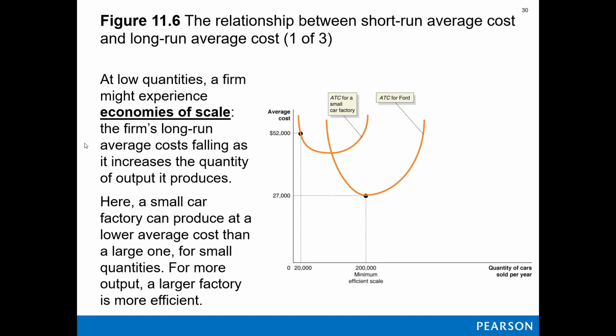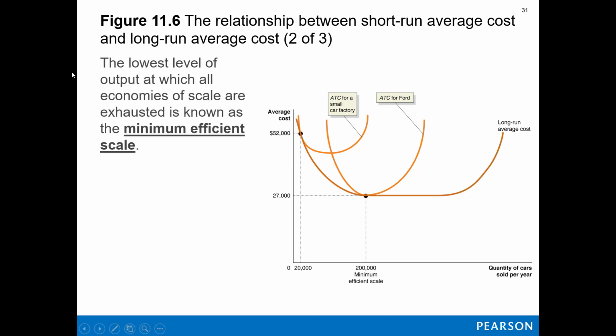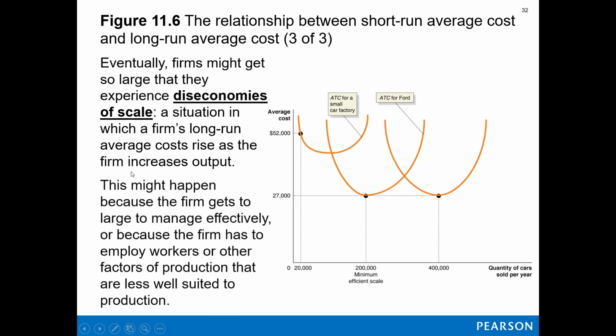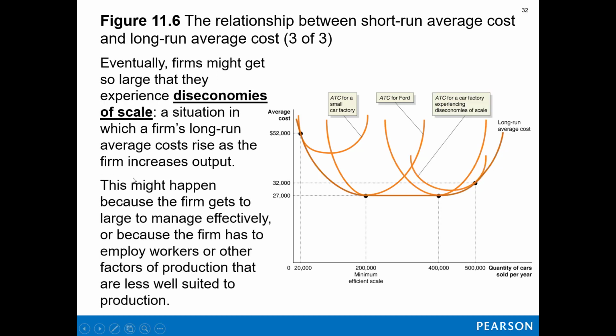Here's a small car factory that can produce at a lower average cost than a large one for small quantities. But Ford is going to be able to scale much bigger. Eventually firms might get so large that they experience diseconomies of scale. This is a situation in which a firm's long-run average cost rises as the firm's output increases. This might happen because the firm gets too large to effectively manage, or because the firm has to employ workers or other factors of production that are less well suited for the production.